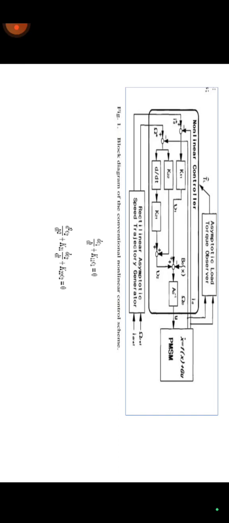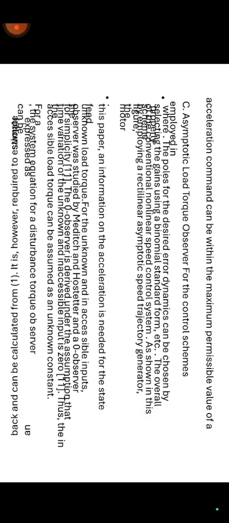So here we can see the equations dc1/dt + k11 c1 = 0, and d²c2/dt² + k21 dc2/dt + k22 c2 = 0. Here we can see the asymptotic load torque observer for the control scheme, where the poles for the designed error dynamics can be chosen by selecting the gains using a binomial standard form. The overall conventional nonlinear speed control system is as follows.